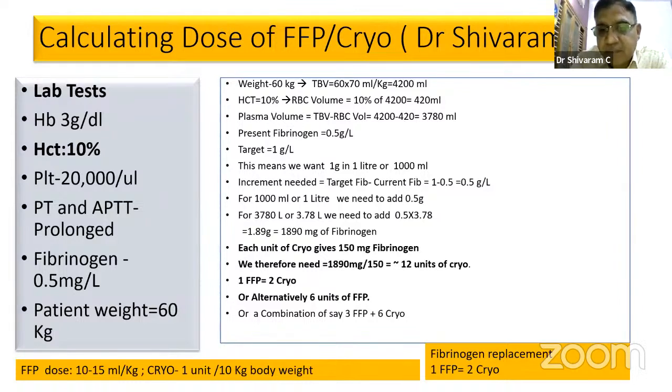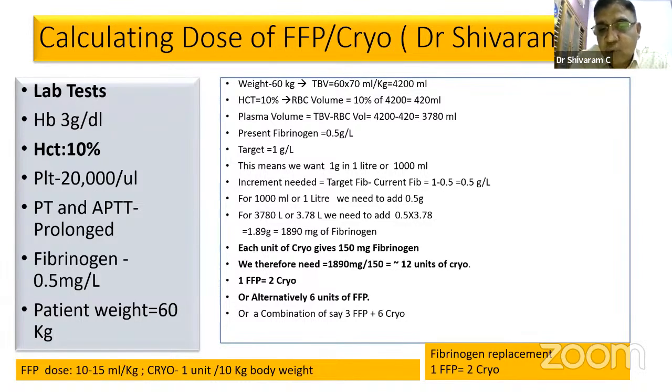But many people will be surprised to know that FFP, in fact, has more fibrinogen than cryo. The amount of fibrinogen in 1 FFP is equivalent to that present in 2 cryo. But still we need cryo because a volume of 10 FFP will be 2 liters, whereas the volume of each cryo is only 20 ml. That's the reason we need cryo, though FFP needs fewer units. So 1 FFP is equal to 2 cryo.